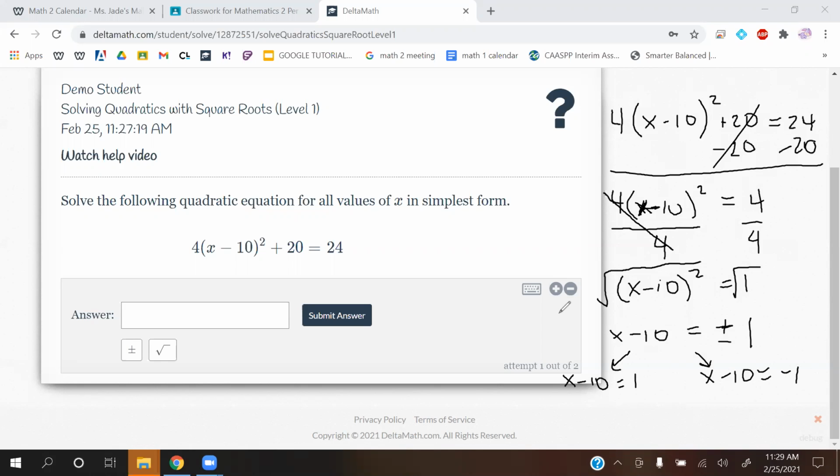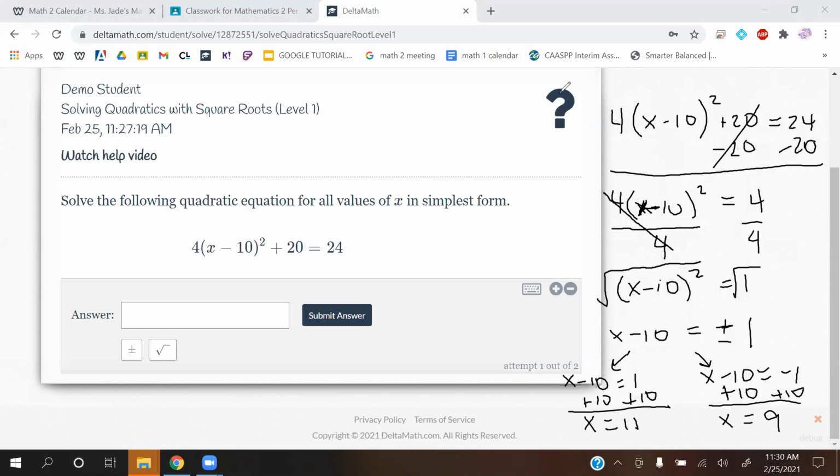So in each of our equations, you need to add 10 on both sides so that you can get x by itself. This gives you x equals 11. And then on our other equation, you still add 10 on both sides. That gives you x is equal to 9. So you have two answers, 11 and 9.